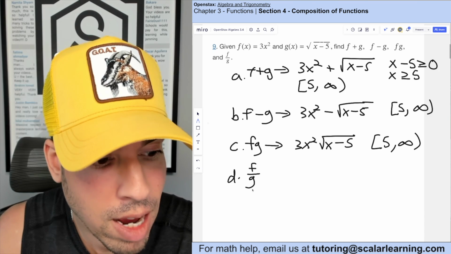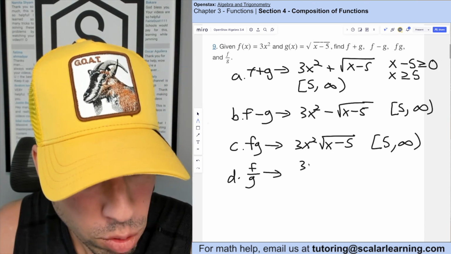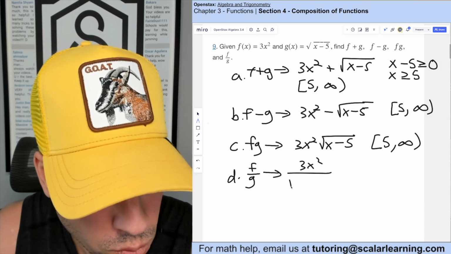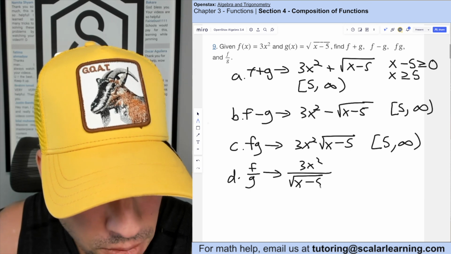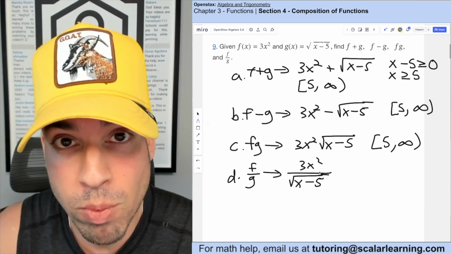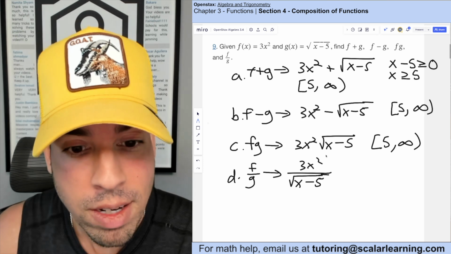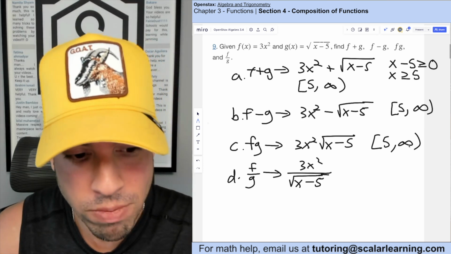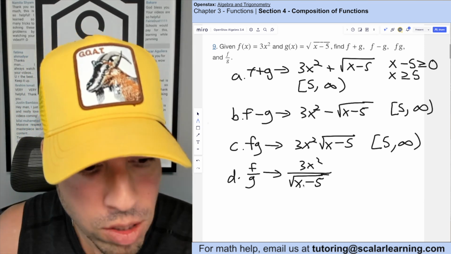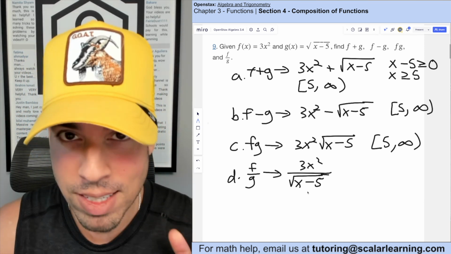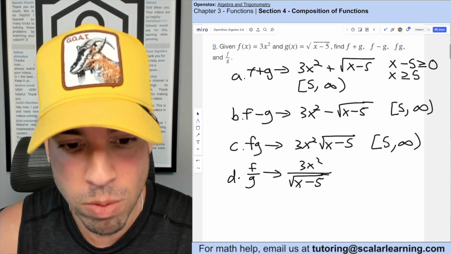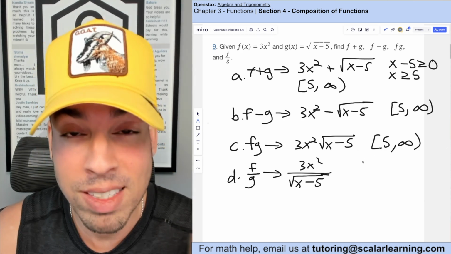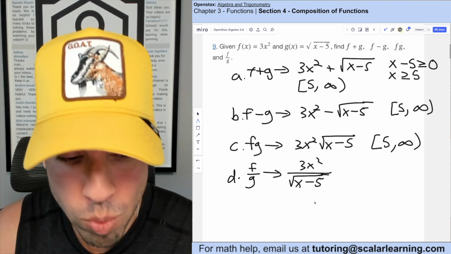Last but not least, we got f over g. We're just going to throw 3x squared over radical x minus 5. So this is interesting because we still have a radical, still can't be negative. So we know that, again, at a minimum, we've got to be from 5 to infinity. But there's a little difference here. This also can't equal 0 now because it's in the denominator. So we can't divide by 0. So it's all of this, plus now we have to exclude 5 as well, right?